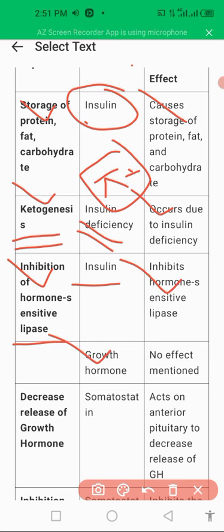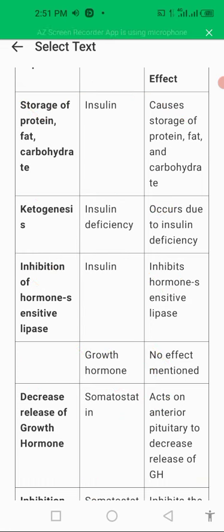Insulin also has a role with growth hormone, and there is no other effect but insulin. In growth hormone excess, acromegaly, there will be deficiency of insulin, and the patient will have increased glucose concentration. Decreased release of growth hormone is because of somatostatin. It inhibits growth hormone, acts on the anterior pituitary gland, and decreases release of growth hormone.